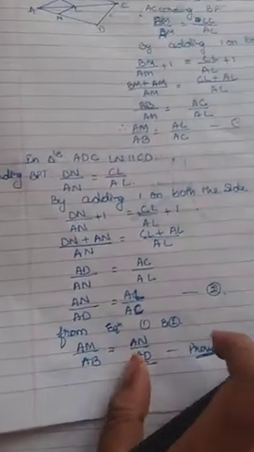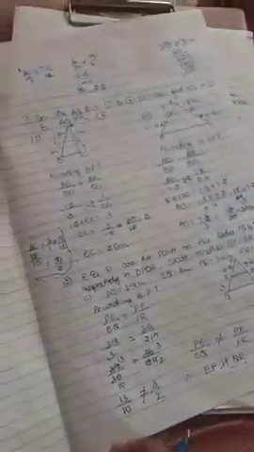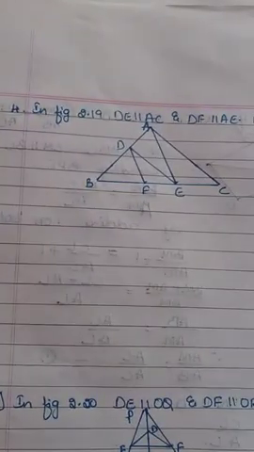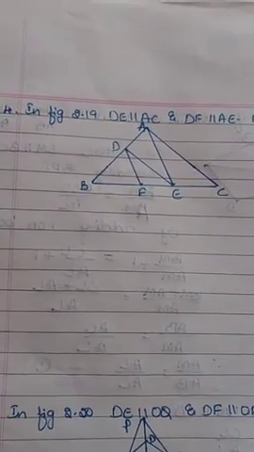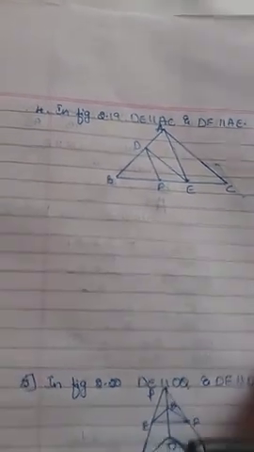Okay, hope you understand this. So let us move. According to the basic proportionality theorem only everything will be. So let us move to the next sum. I think in your textbook it will be 2.19. The diagram will be there in the textbook only.